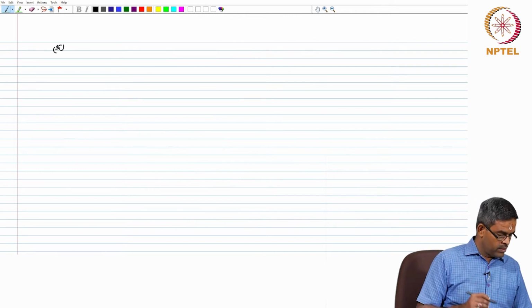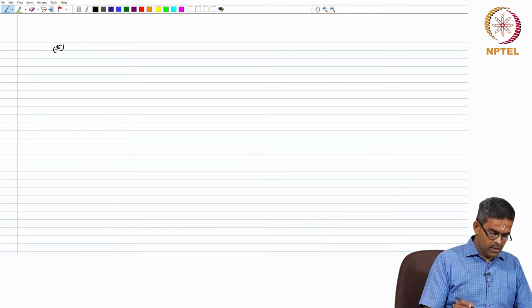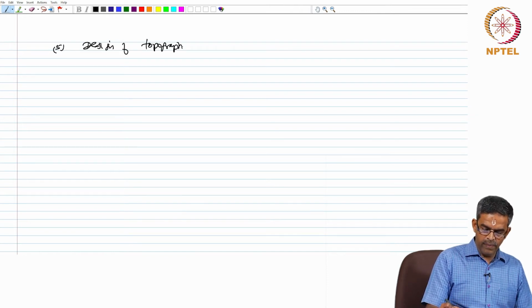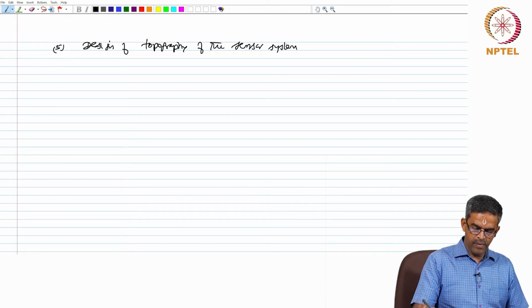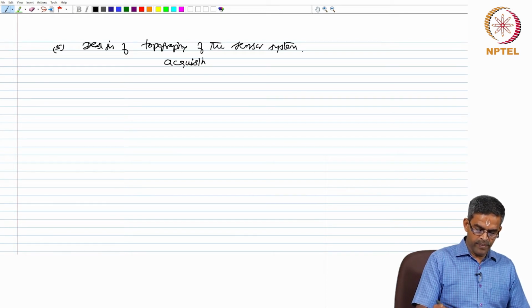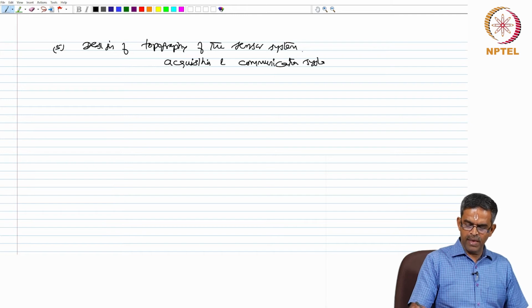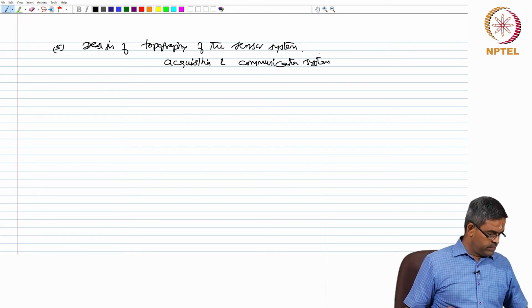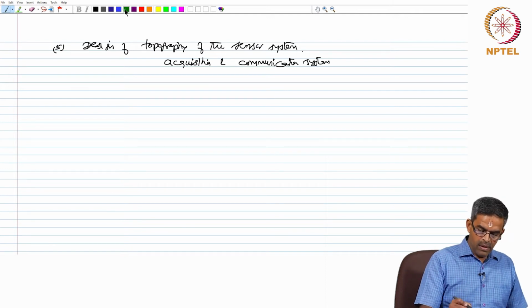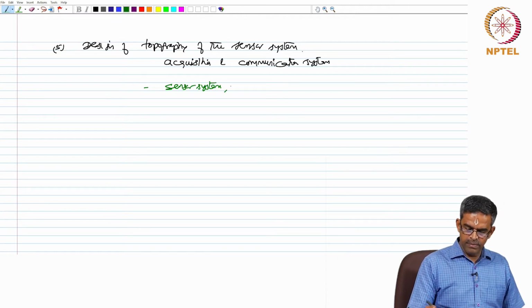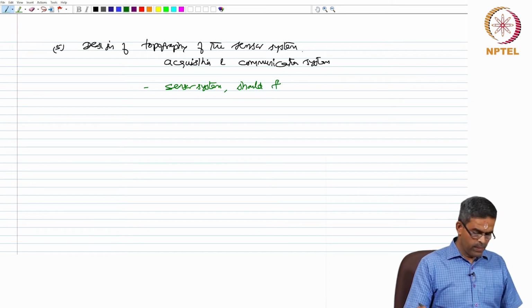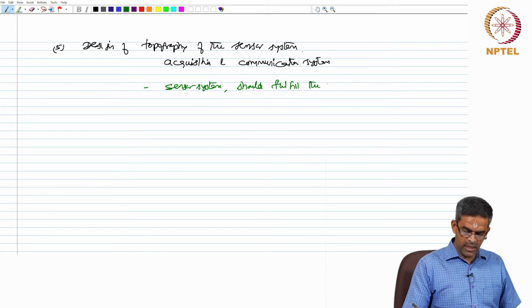Further, design of topography of the sensor system, acquisition system and communication system is also important in SHM planning. The sensor system designed and adapted should fulfill the strategies of monitoring.